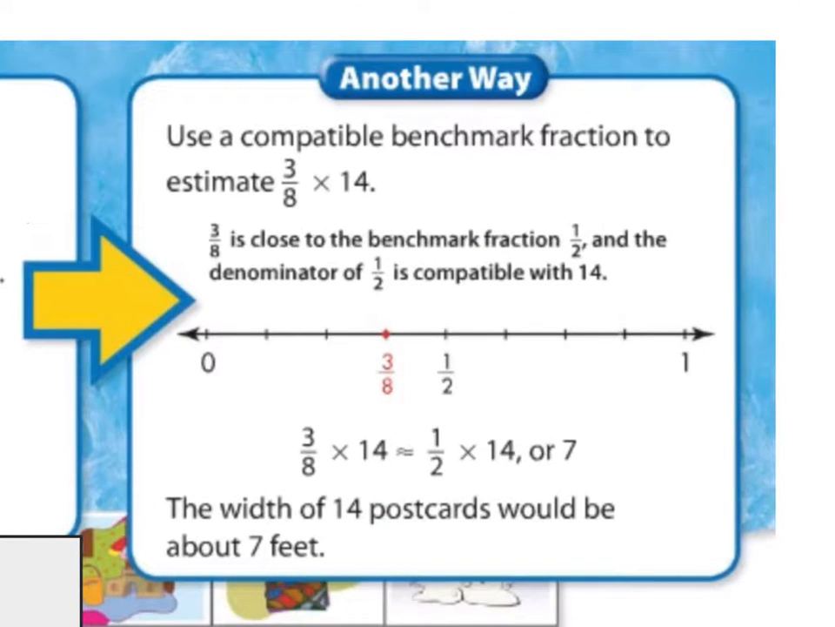Another way would be to use a compatible benchmark fraction to estimate 3/8 times 14. Which would mean that we're not specifically changing 14 to estimate, but we're going to change 3/8. So we're basically looking, 3/8 is on this number line here. 1, 2, 3 out of 1, 2, 3, 4, 5, 6, 7, 8, 3/8. Is it closer to 0? Is it closer to 1/2? Is it closer to 1? It's about 1/2. It's closest to 1/2. So we changed 3/8 times 14 to 1/2 times 14. Half of 14 is 7. So another acceptable answer would be the width of 14 postcards would be about 7 feet.